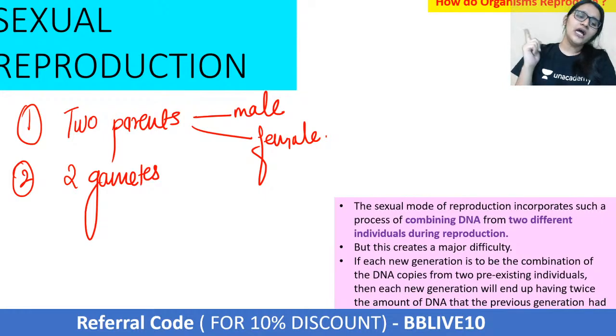Absolutely correct. Wouldn't you agree that continuation of species can also be done by asexual reproduction? So why sexual reproduction? Continuation of species, well and good, but why?